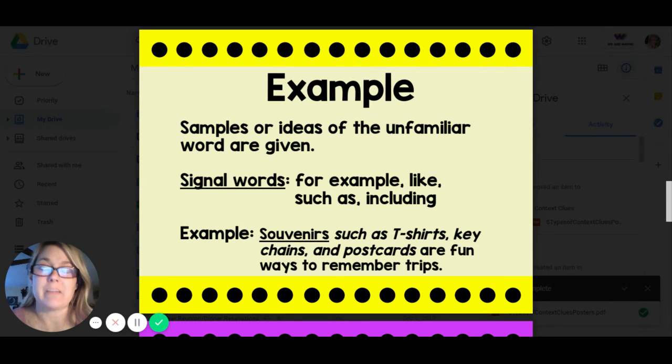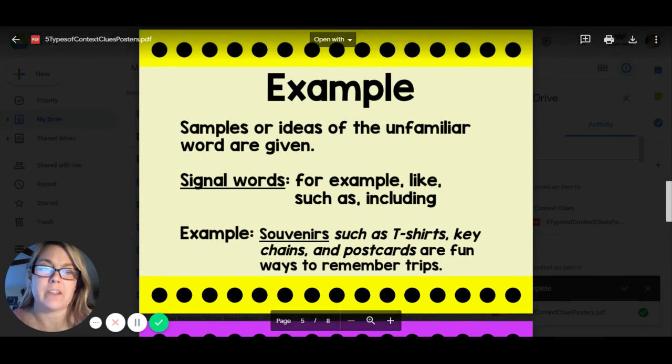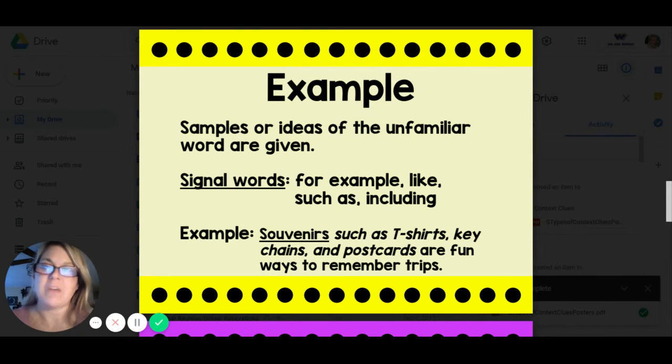So I'm going to go ahead and skip past that word, and I'm just going to say blank, such as: T-shirts, keychains, and postcards are fun ways to remember trips. Oh, I've been on a trip before, and when I go on a trip, I get T-shirts and keychains, postcards, all that stuff. Oh, yeah, I know. Those are those things you bring back from trips. We call them souvenirs. There's the word souvenirs.